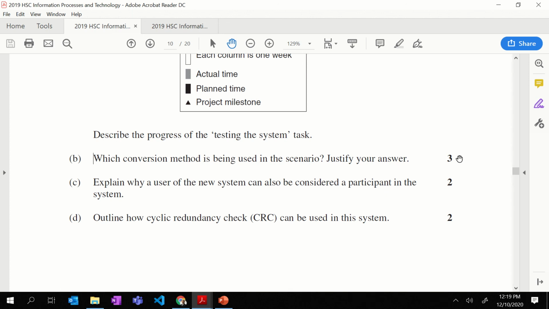I'm sure that you have had conversion methods flogged into you the entire course, and you should know the 4 conversion methods and how they're implemented. You probably do know the diagrams as well, so you could draw the diagrams if you wanted to. Or if you just simply ran out of time, you could simply say, pilot, a group of people using the system. That's identifying it. You're going to get 1 mark, so please always put something down. And I hope that helps.